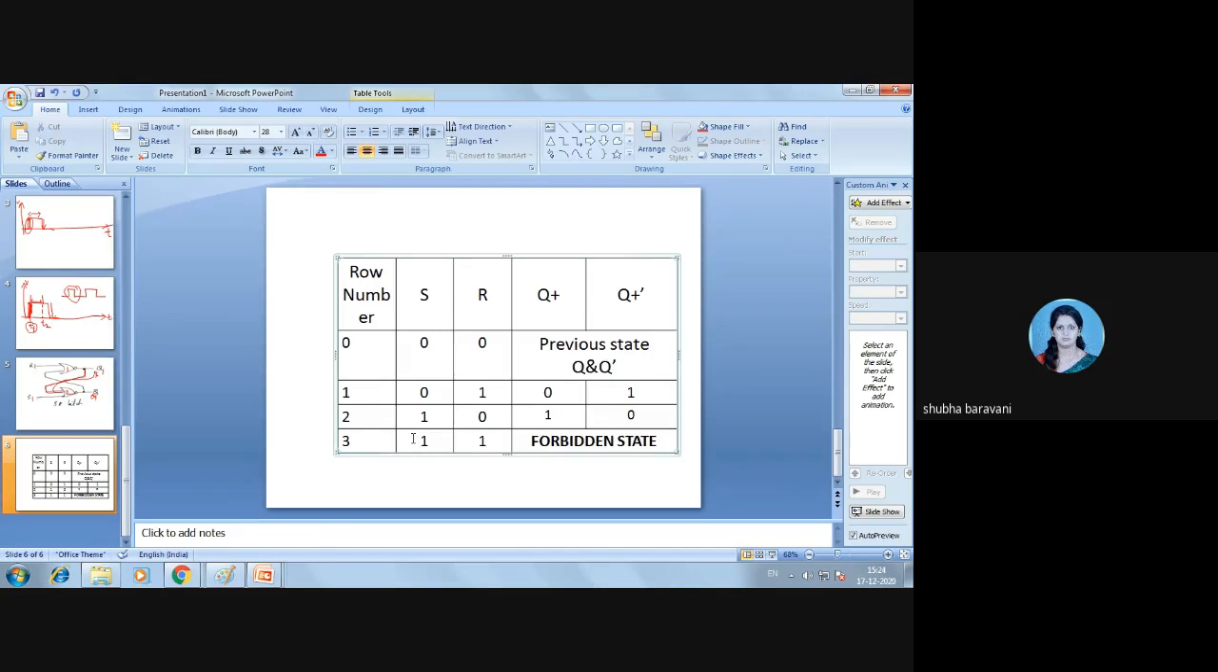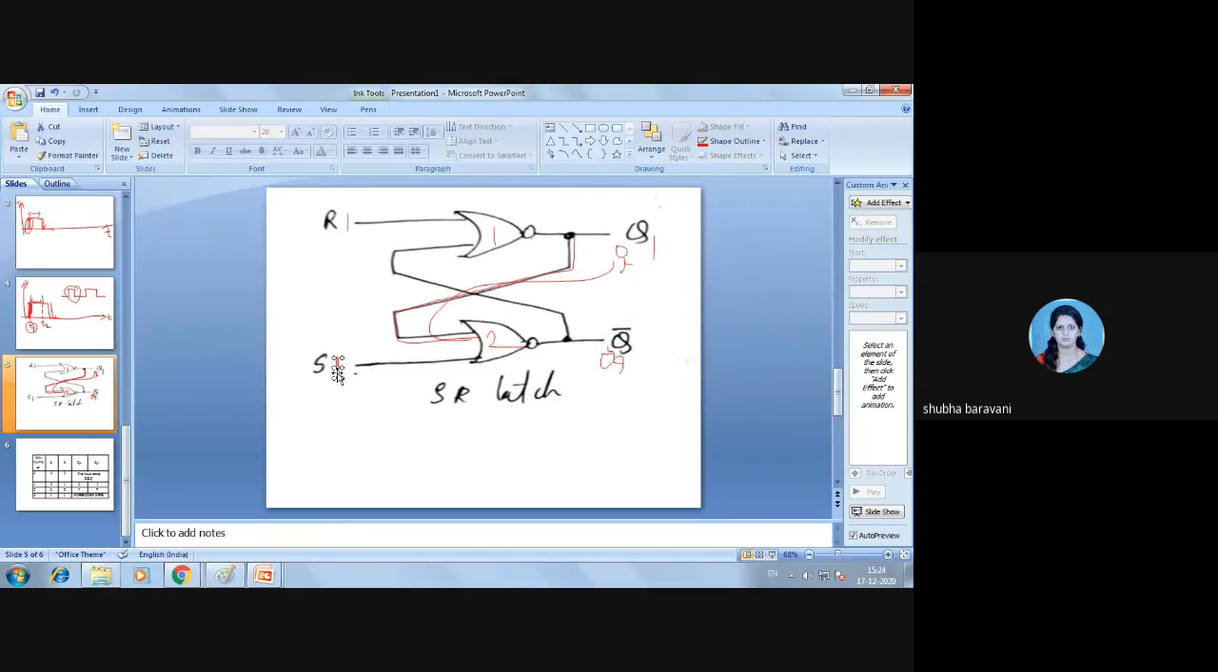When both the inputs are high simultaneously, the flip-flop is said to be in the forbidden state. Understood? The flip-flop is said to be in the forbidden state. So what do I do in this state? I have to change the input only.